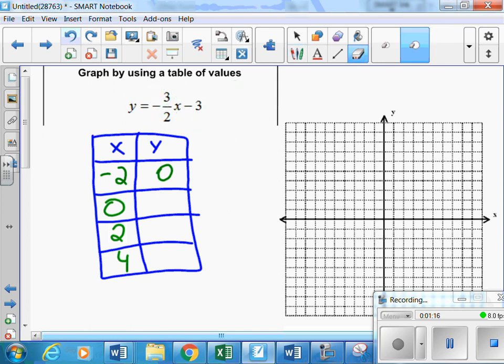Then we have 0. We're going to plug that in for x. When you plug it in for x, 0 times anything is 0. And then you have 0 minus 3, which is -3.